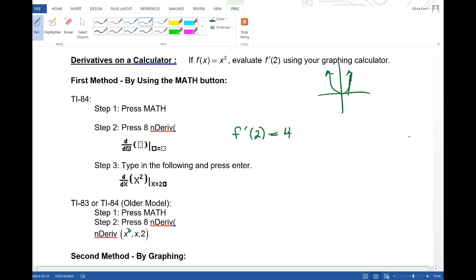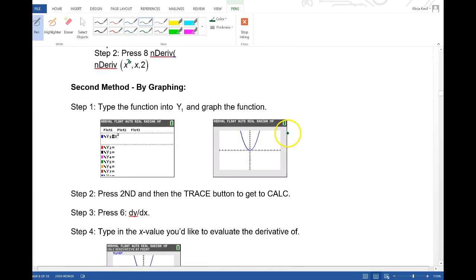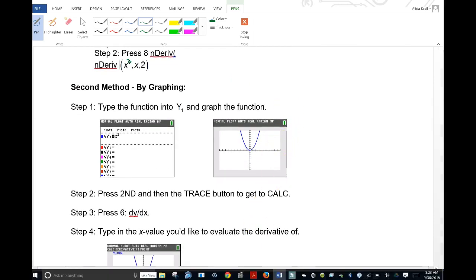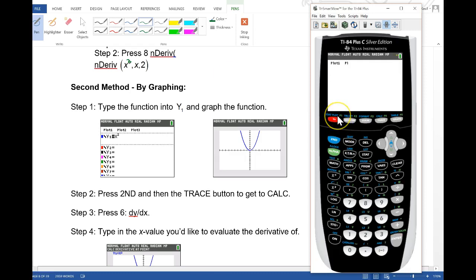Okay, next, graphing. Let's go to your y1. That's usually the quickest, easiest way to check your answers if you're just trying to find the derivative at a particular point. So type in x squared, and then we can just graph it in standard. I just graphed y1 equals x squared. Okay, step 2, press second and then the trace button to get to the calculation menu.